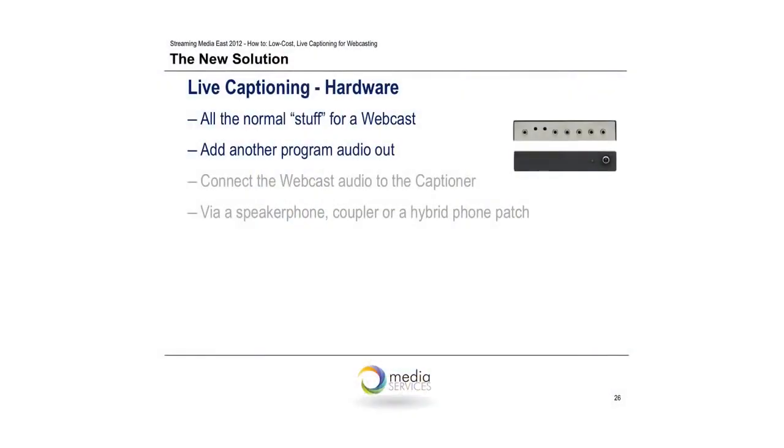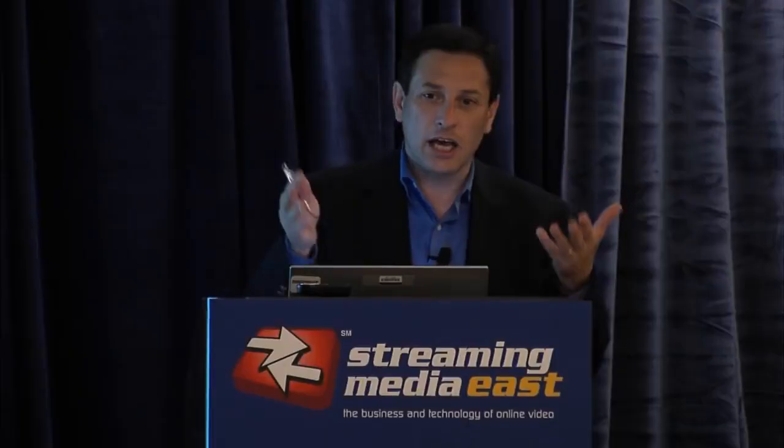So live captioning hardware. That comes in handy. The technical term for the regular stuff is all the normal stuff for a webcast. You got to have an encoder. You got to have a way of getting audio to it. You got to have microphones, cameras. Again, we always incorporate high-resolution slides in live, so you got to have all that stuff. Any questions about doing a live webcast? I know there's a lot of other people talking about that, right? We all have that down pretty well.